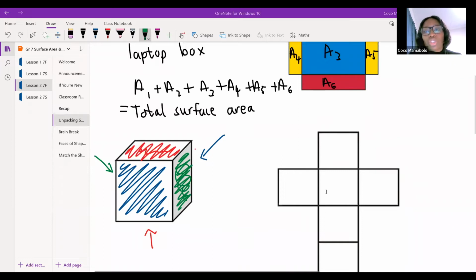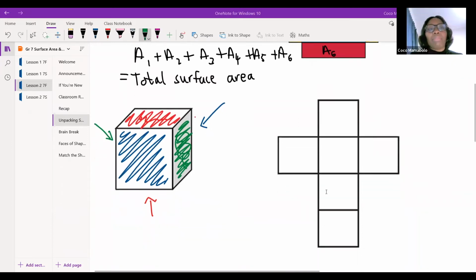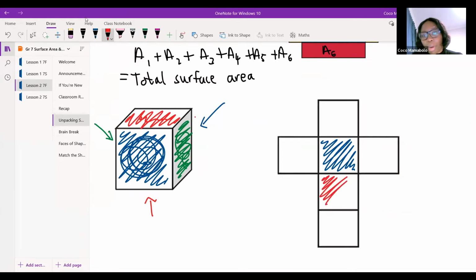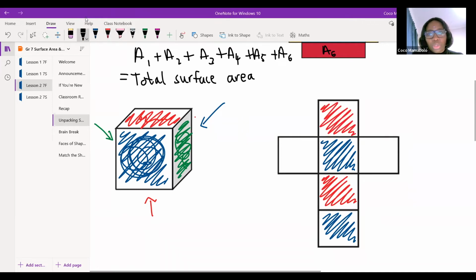Now, if I decide to unpack my box, if this is the middle part of my box and I fold it, this is going to be the bottom part. And then this is going to be the back. Imagine that we're actually folding it into each other. If this is the back and this is the front, this is going to be the top of my box. What do you think these other ones over here are going to be, guys?